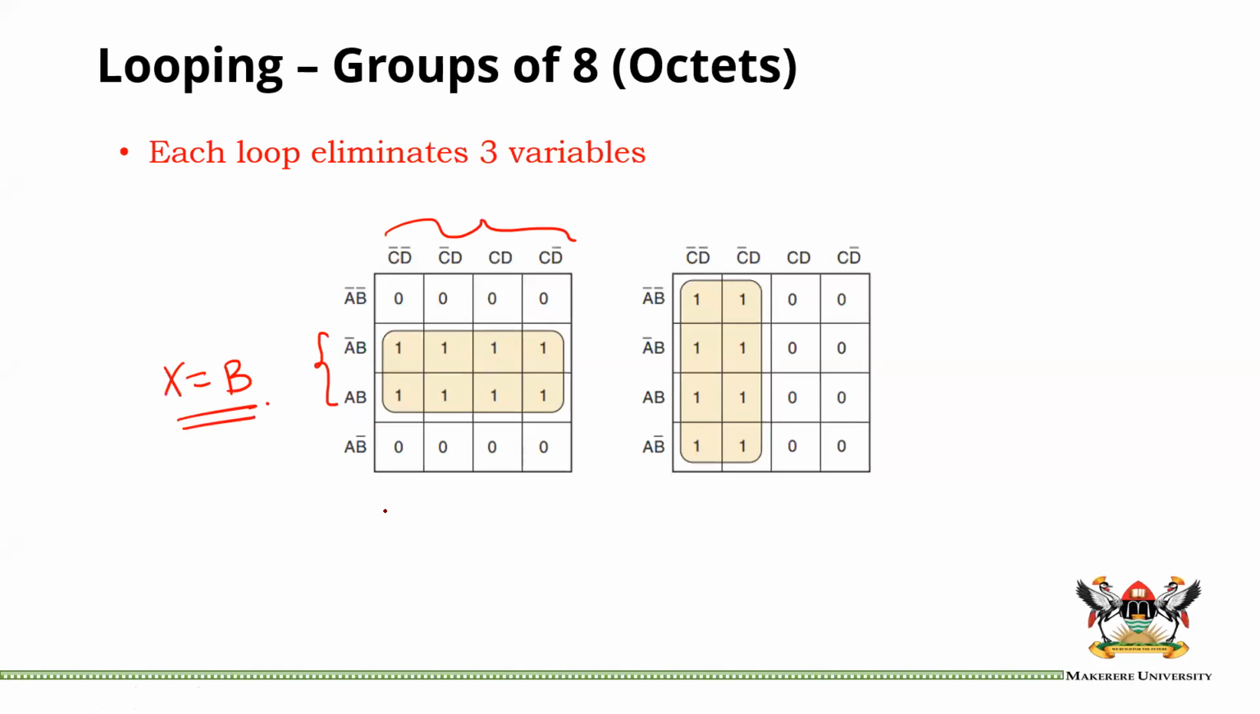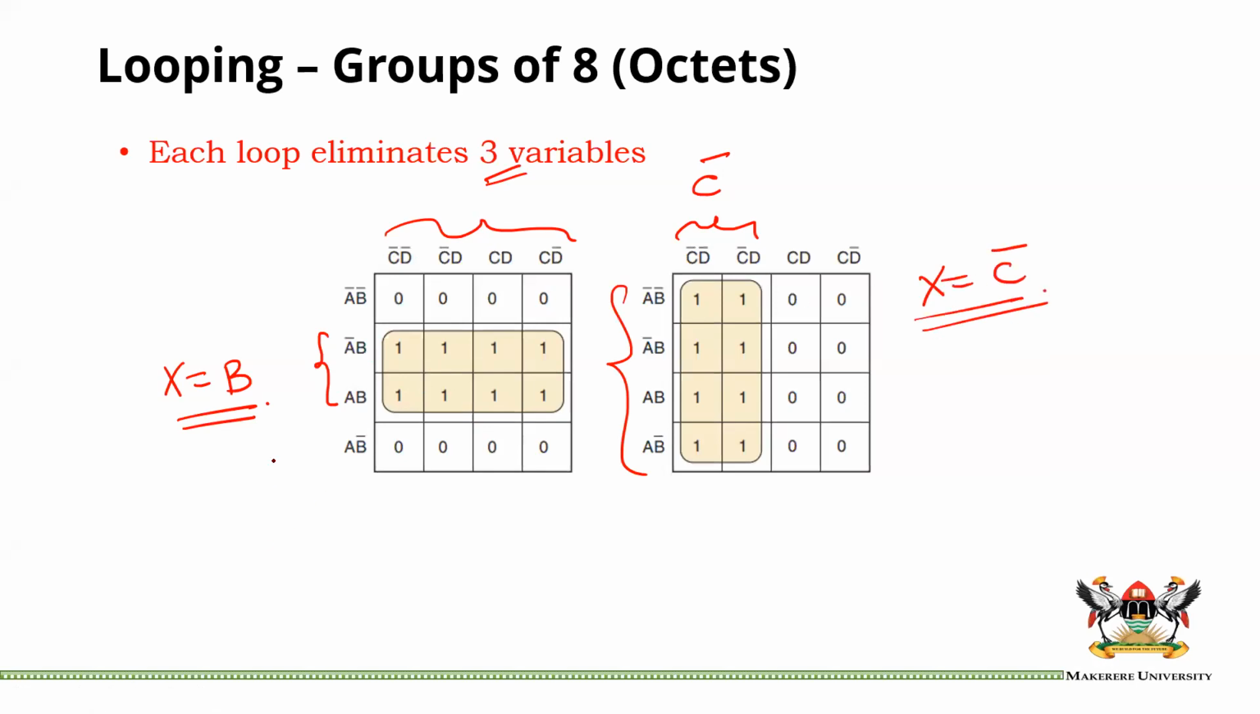We know the reason why that is, because we have looped 8 ones. When you loop 8, which are octets, you eliminate 3 variables. What remains here is C inverse. All these go. So you have X is equal to C inverse.